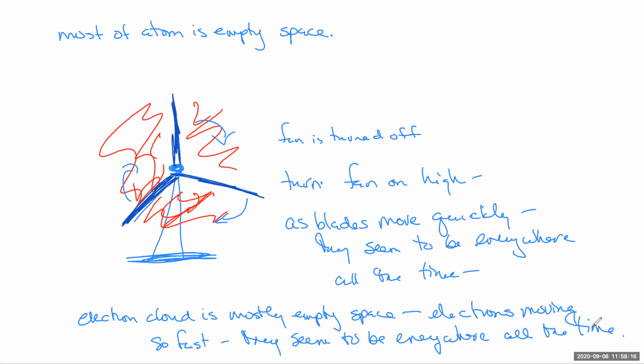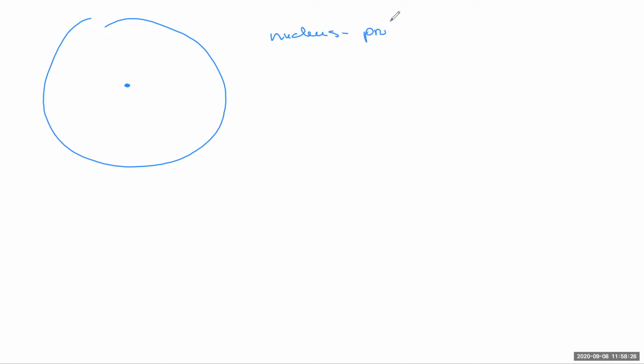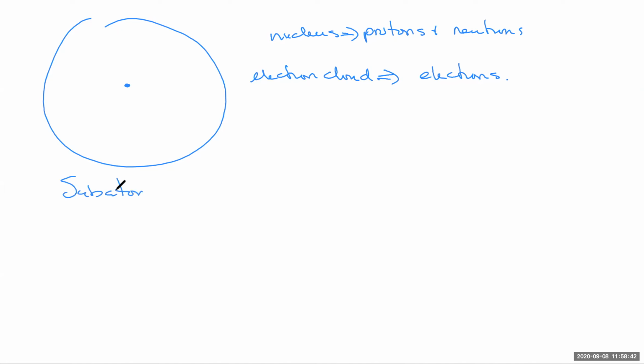So an overall view of an atom right now is that we have a nucleus in the center and we have this electron cloud around it, right? And a nucleus is going to contain protons and neutrons, and the electron cloud is going to contain electrons. So let's just take 1 minute and talk about these things. These are called subatomic particles.